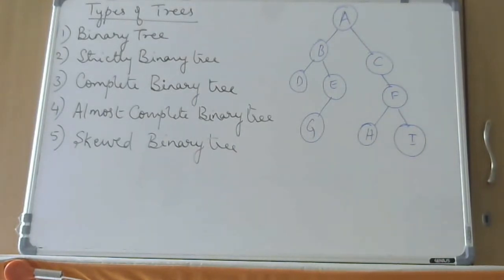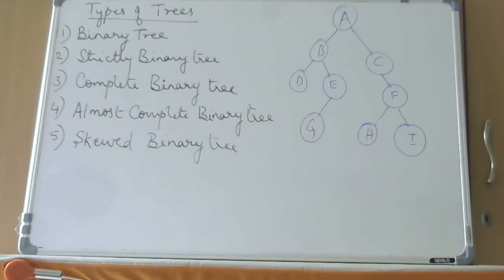Now let us look at what are the different types of trees. This is again a very important concept. First you have to understand definitely what are the different types of trees before we get into the further details. These are 5 important types of trees: binary tree, strictly binary tree, complete binary tree, almost complete binary tree, and skewed binary tree. These are the 5 important binary trees which vary in their own way. That means each of these trees has its own characteristics. Now how each one is different from the other is what we are going to see.